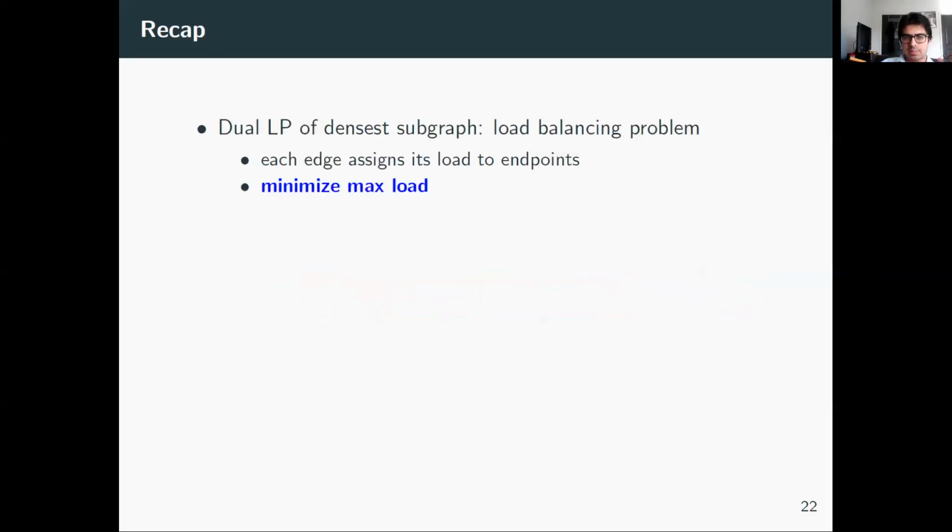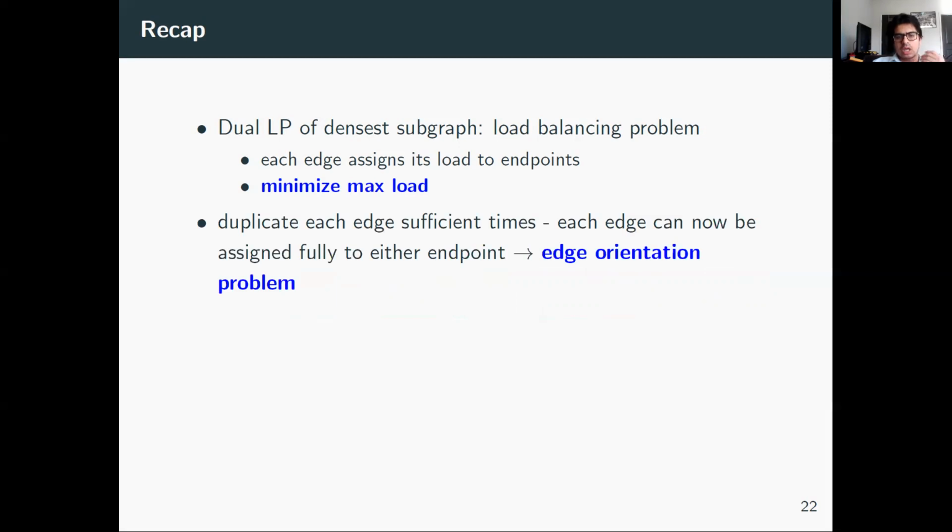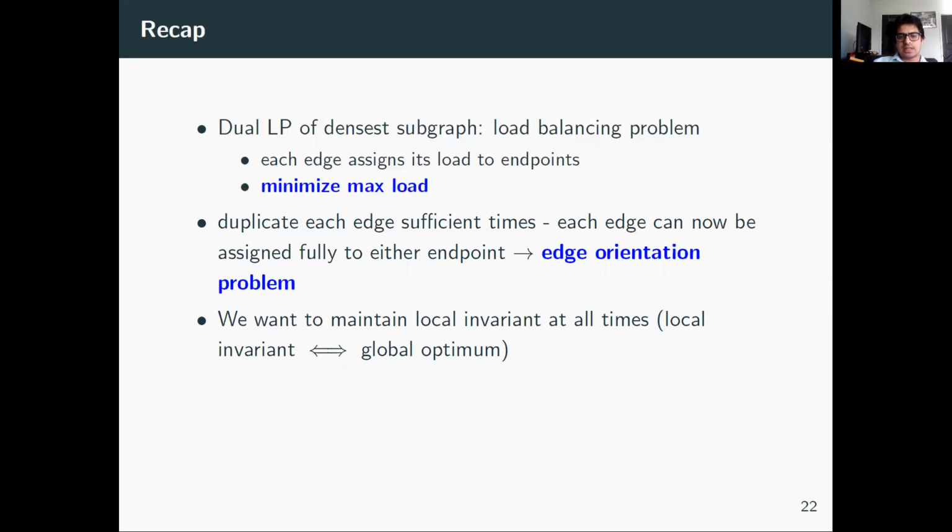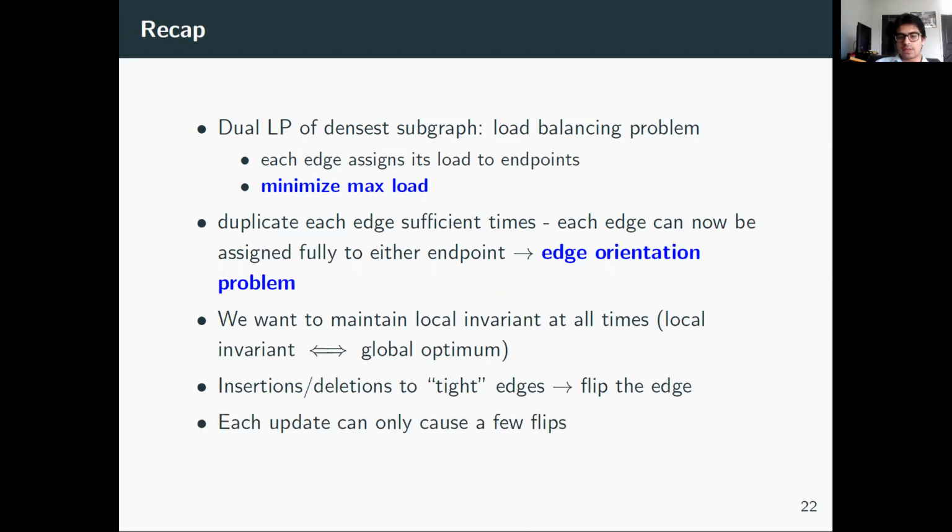Just to recap, the load balancing problem is the dual of the densest subgraph problem, and our goal is to minimize the maximum load where each edge has a load of 1, and this can be converted to the edge orientation problem. And lastly, what we want to do is maintain the local invariant at all times, and each insertion can cause a flip, and each deletion can cause a flip, and each update can only cause a few flips.